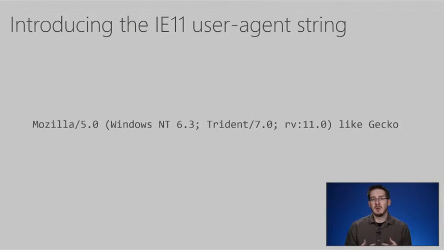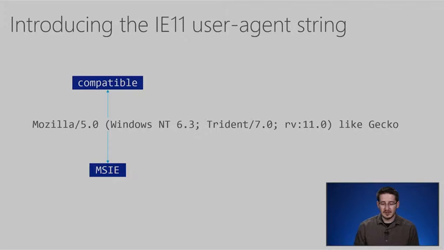Now, let's talk about what we're doing in IE11 to help make this better and easier for developers. The first and most visible change is in the IE11 user agent string. If you're familiar with the old IE user agent string at all, you might immediately notice that there are some familiar tokens that are missing. Specifically, we've done some cleanup and removed some tokens that are no longer necessary, like the compatible token. But more importantly, we've also removed the MSIE token.